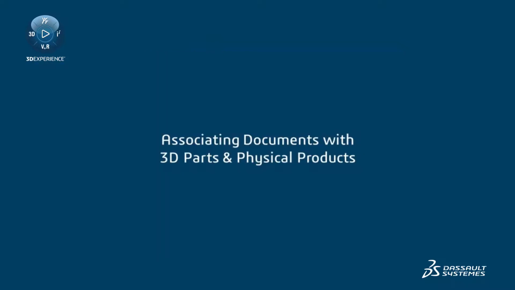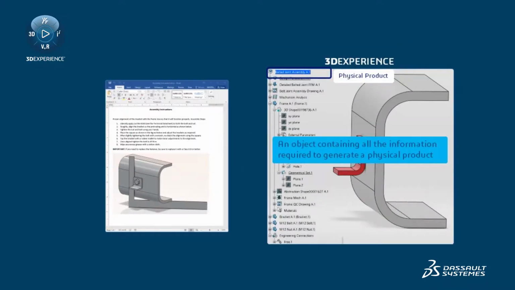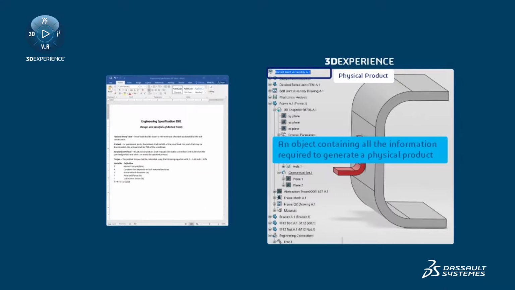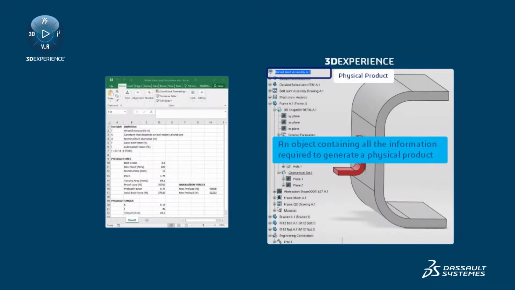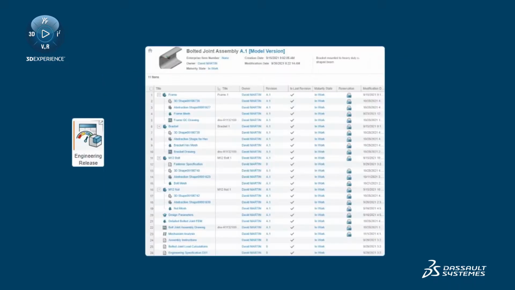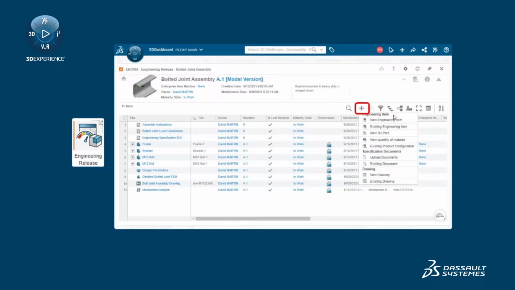However, we have several other objects that we want to associate with our 3D parts and physical product. These include assembly instructions, the engineering specifications describing our design methodology, the engineering calculations required to validate our design, and material data. We use the Engineering Release app to associate engineering documents with 3D parts and physical products. This app allows us to view all the items associated with the load transfer device. To add a supporting document, we simply highlight the 3D part or physical product that we want to associate our document with and click on the plus sign. Then we simply navigate to the document.